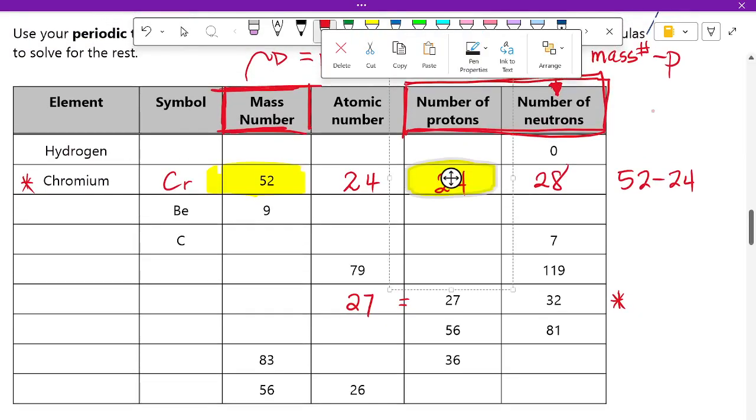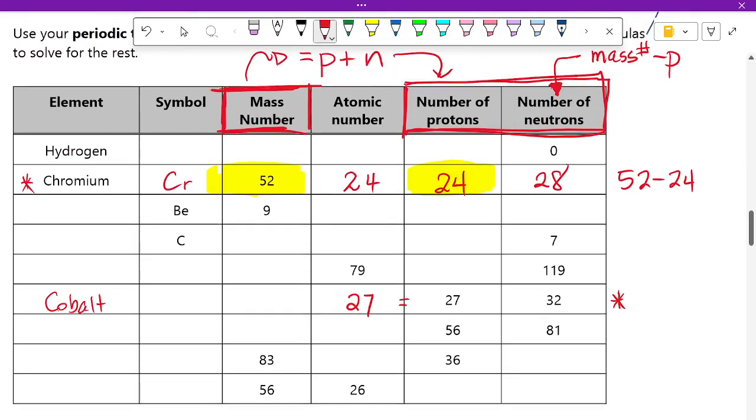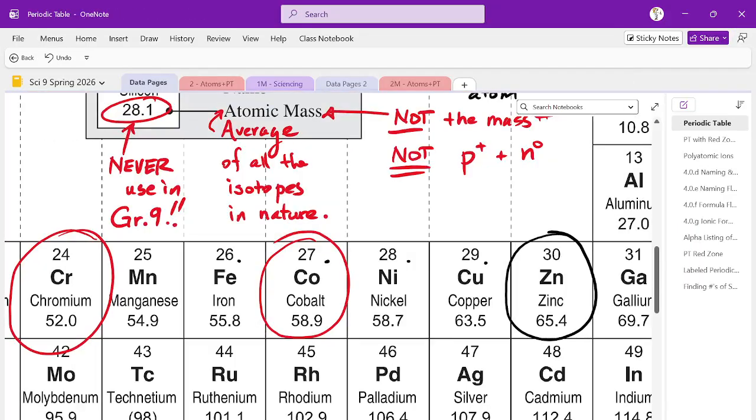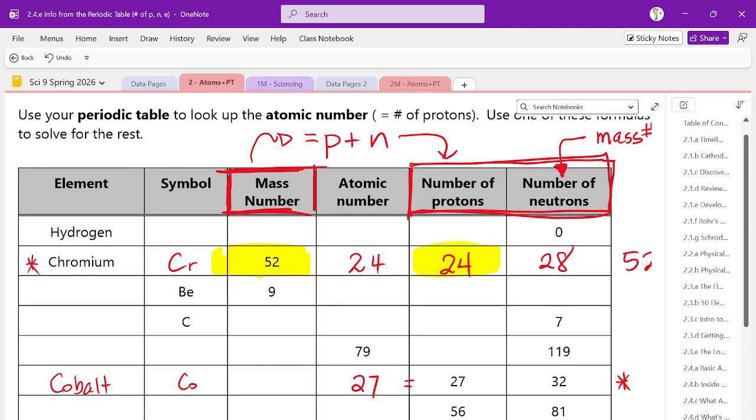So cobalt is Co. And now the only tricky one is the mass number. How do we find the mass number? Do we go here and say, look, cobalt is 58.9, and that says mass? Is that what we use? No. Remember, we never use that bottom number. You can just pretend that bottom number is not there because the grade 11s use it. Okay? It's used for something else.